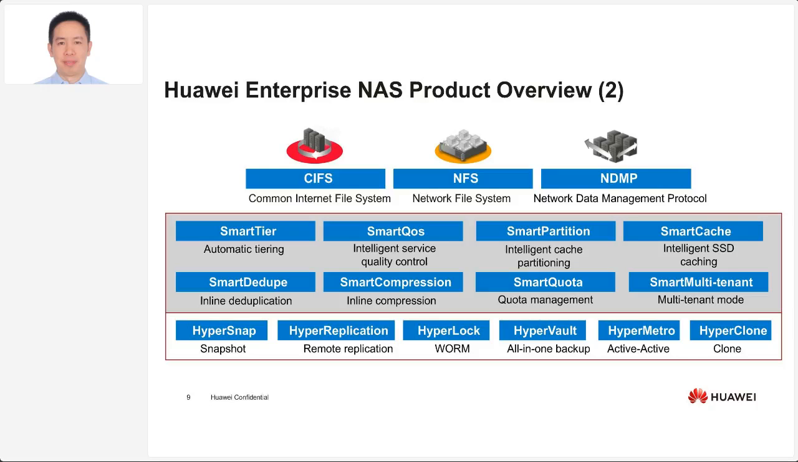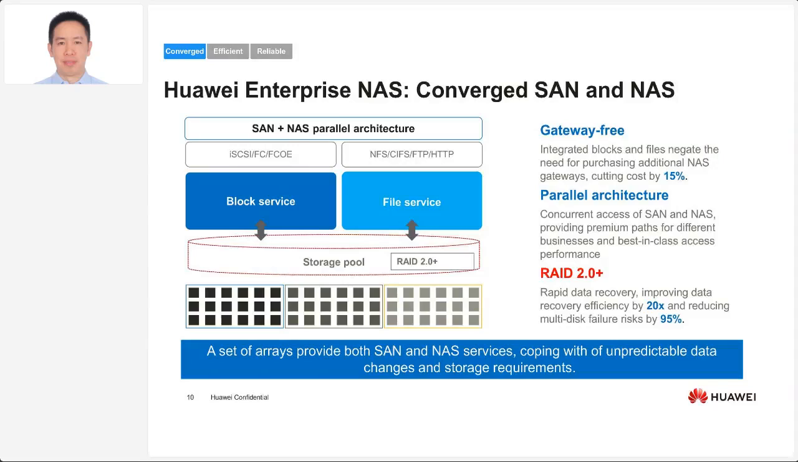And those come from features like HyperSnap, which does the snapshot, HyperReplication for remote replication, and the WORM feature from HyperLock and HyperVault to do the all-in-one backup solution, with HyperMetro to do the active-active system to guarantee high availability. HyperClone will do the clone. So this includes all the features which we need in those NAS file systems.